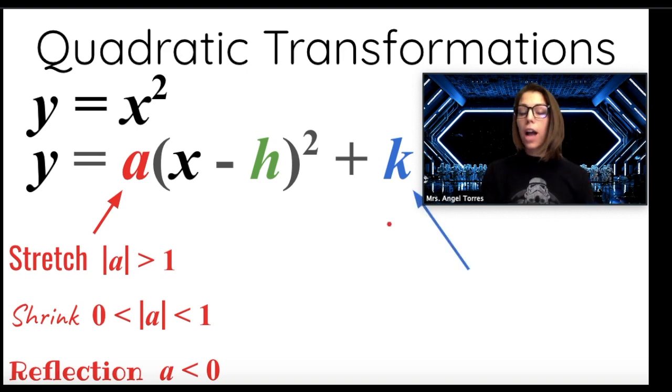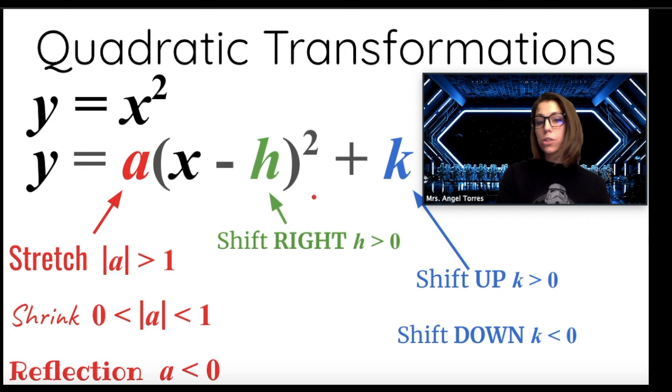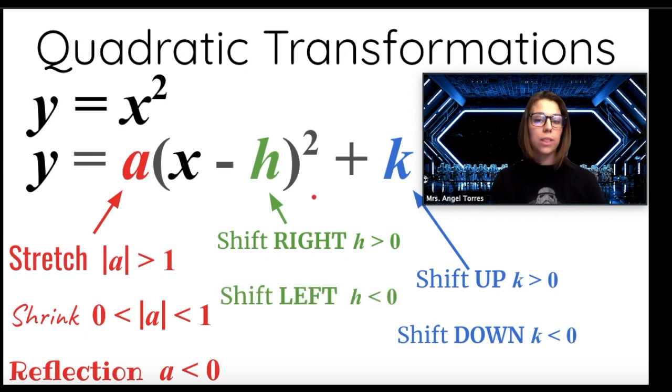The second transformation we're going to look at is what happens when we add something onto our parent function. That causes our outputs to either increase or decrease, thus causing our graph to vertically shift up or down. And finally, the last transformation and the most important one is what happens when you actually change the base of your quadratic. That's called a horizontal translation, or a shift to the right or left.